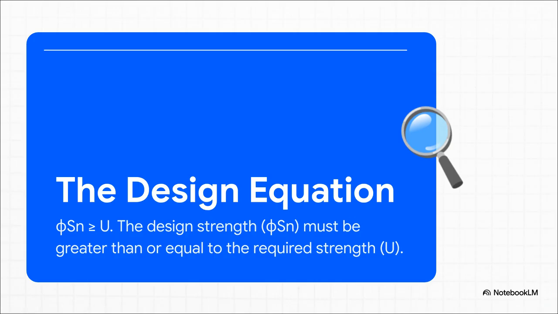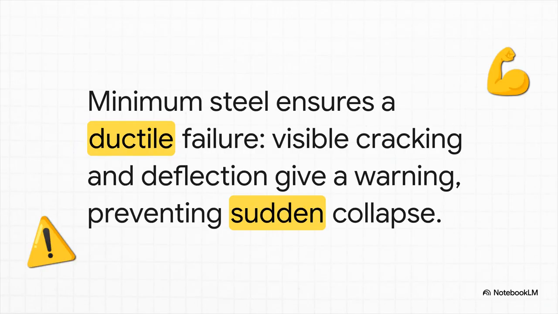It accounts for all the little imperfections of the real world. So you might be thinking, what if my calculations show I hardly need any steel at all? Well, the code says, not so fast. It requires a minimum amount of reinforcement no matter what, and the reason is so important: ductility.